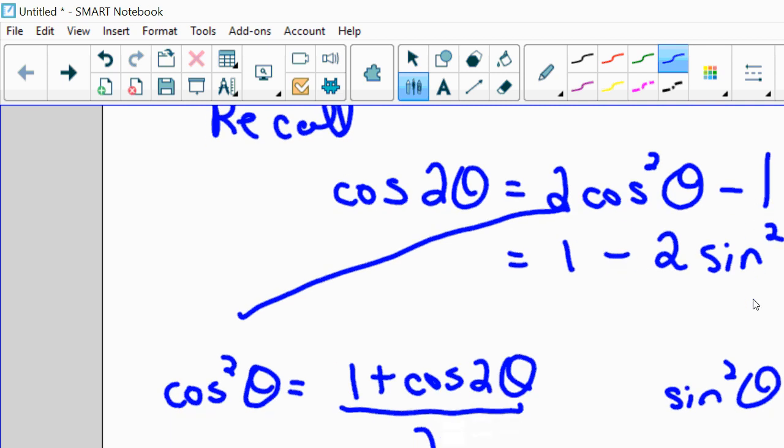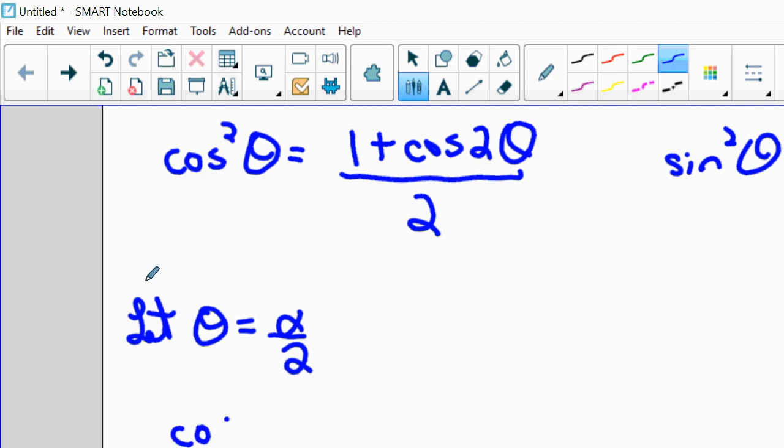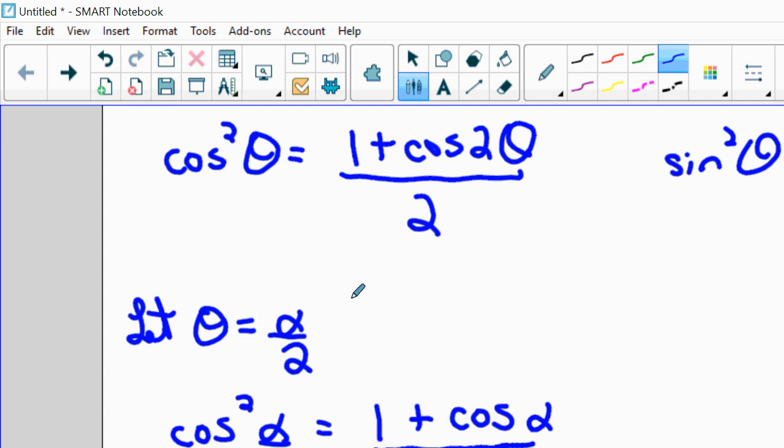Now, just for kicks, I'm going to let theta equal alpha over 2, to give this formula a new look on both. So we get cosine squared of alpha over 2 equals 1 plus cosine, well, 2 times alpha over 2 is just alpha. That's what I was shooting for. And I get sine squared of alpha over 2 equals 1 minus cosine alpha all over 2.